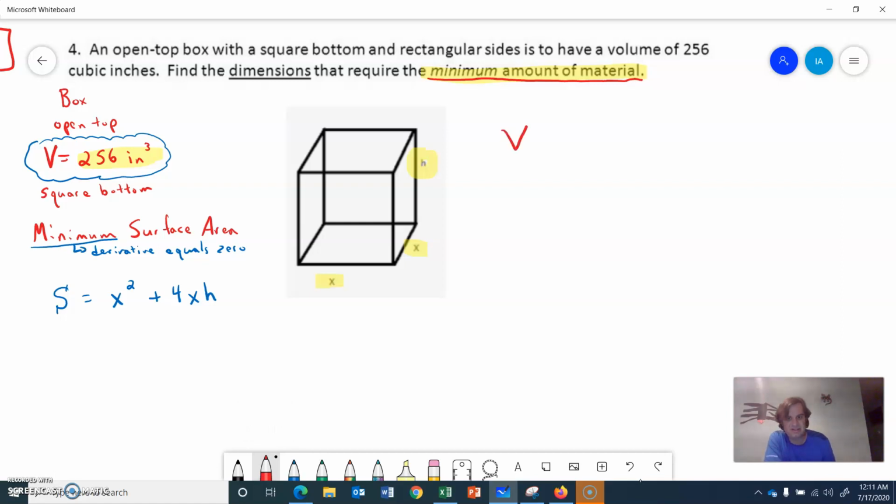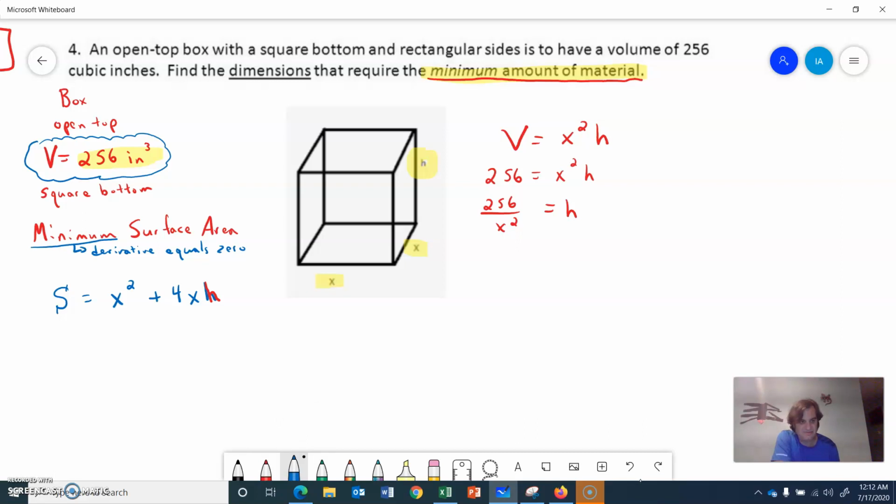So I'm going to come over to the side and say volume equals, and looking at this picture, it would be X times X for the base, X squared times H. So that is length times width, which are both X, and the height, which is H. That volume was 256. So if I want to replace the height, I can divide it out: H equals 256 over X squared. Let's see what happens. We'll take that and plug it in for H over here.